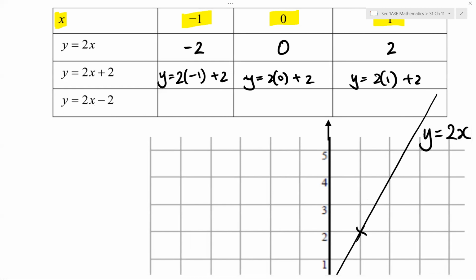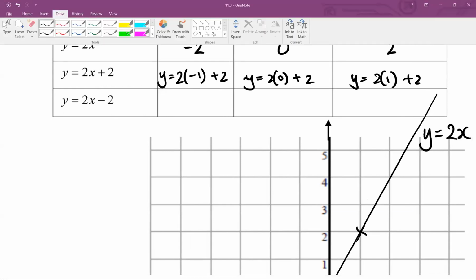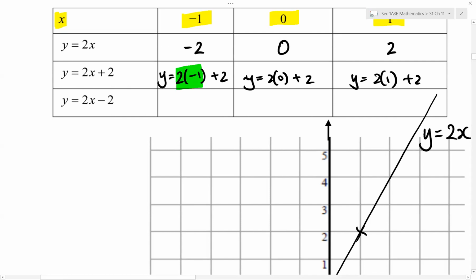But watch what I have over here. y equals to 2 times -1. y equals to 2 times 0. y equals to 2 times 1. Basically this portion, that is the 2x portion. I don't want to talk about the +2 yet. Look at the green color ones. They are the same, isn't it? Is this a repeated calculation from the previous row? You see that? This part is the same.